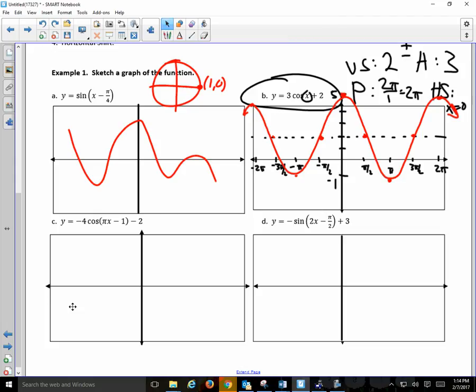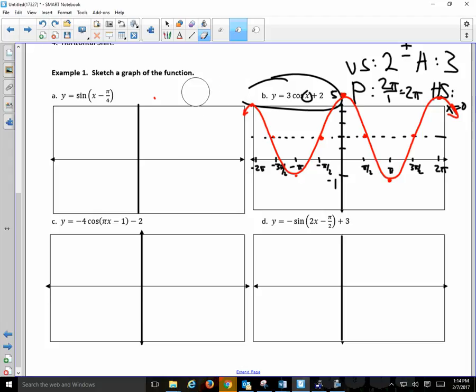Here we go. All right, let's move back to example A. We want to draw y is equal to sine of x minus pi over 4. I start with the vertical shift. Is there a vertical shift? No, there's not. What's the amplitude? 1. What's the period? 2 pi. How do you find it? 2 pi over b. What's b?